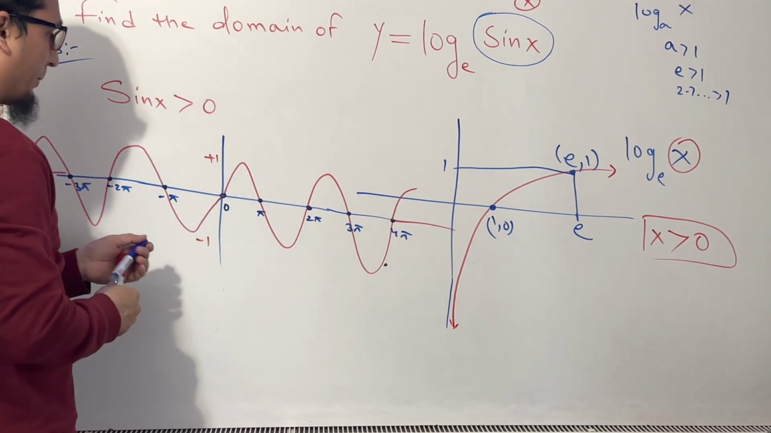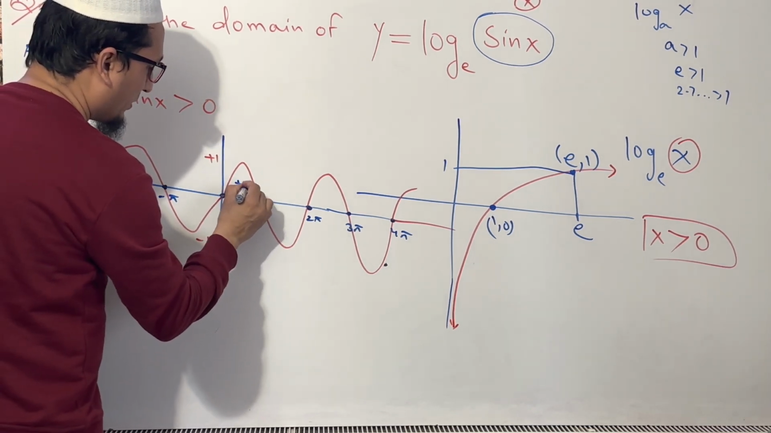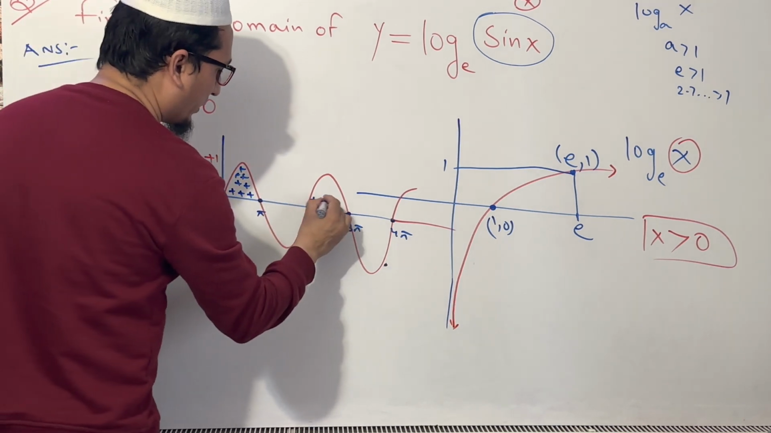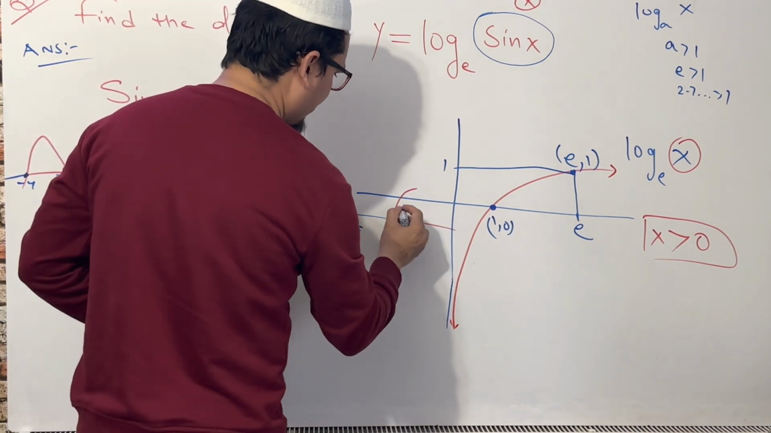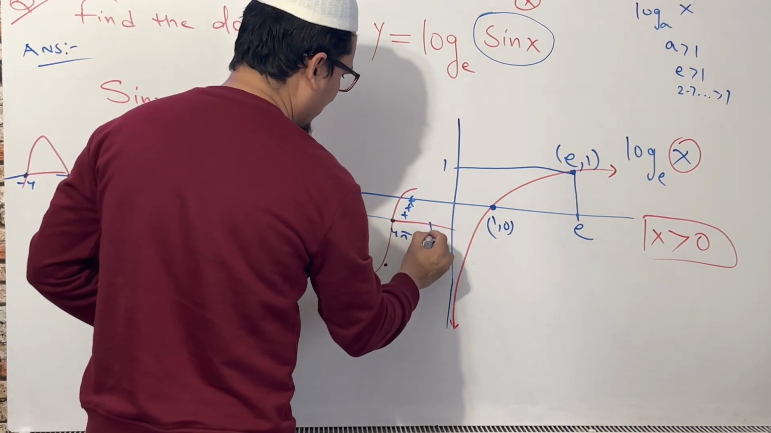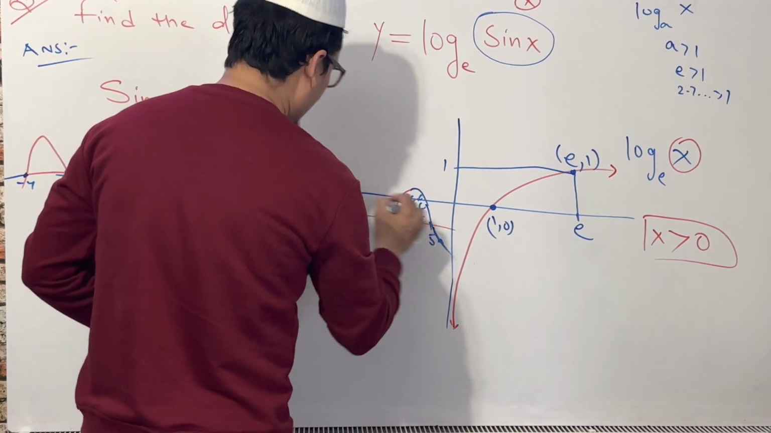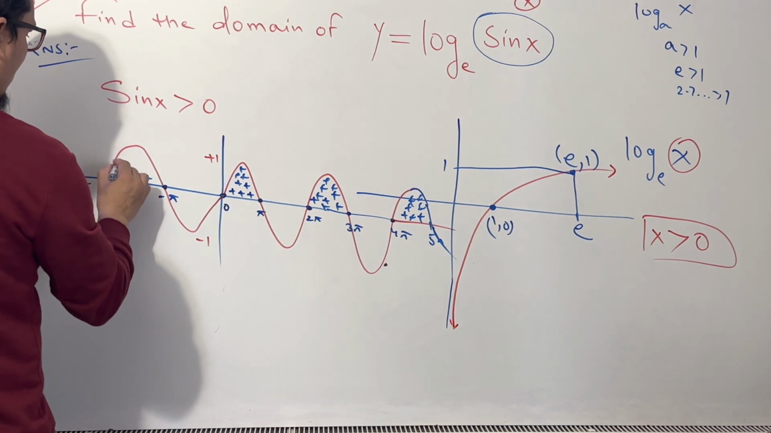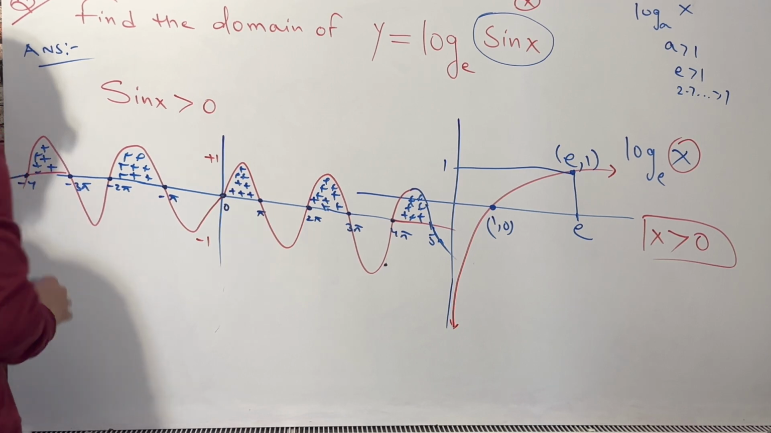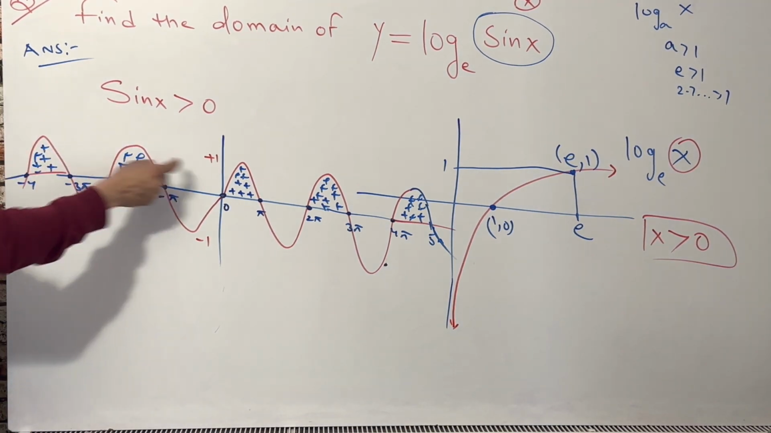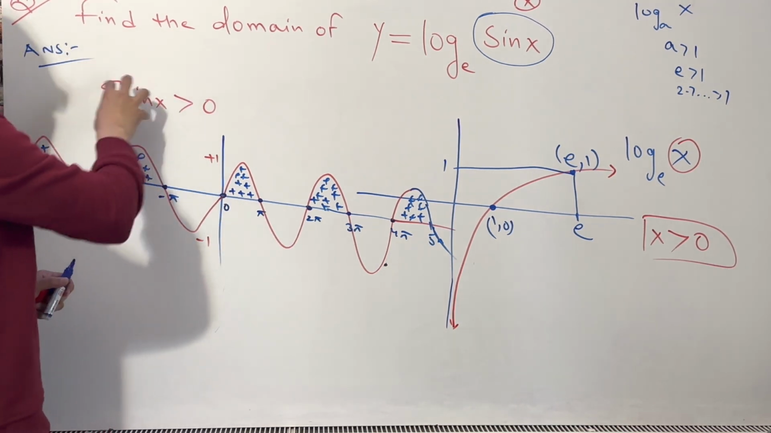So it means I'm talking about this one. This positive value is here. Can you see? I want this one. For example, this is 5 pi. So we want these positive values here. This is the positive values, right? So if my x is here, here, here, here, here, right? We can say that our value of sin x is positive.